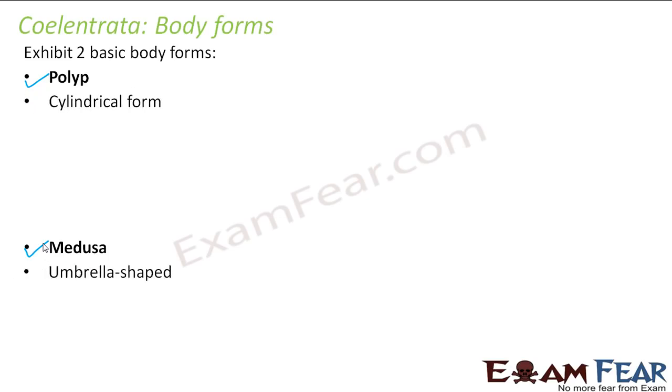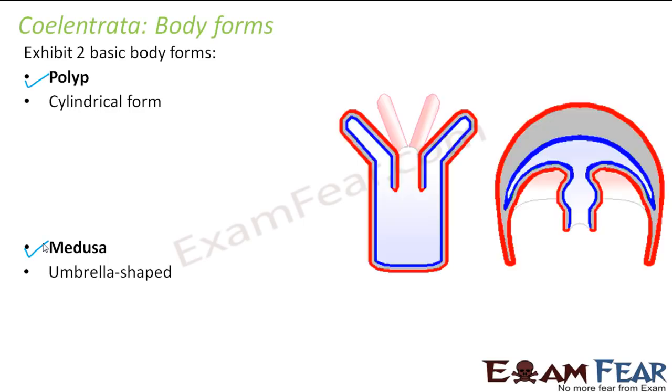They exhibit two basic body forms. What are they? Polyp and medusa. So these are the two body forms which are seen in Coelenterata. Now if you look at their shape, polyp is a form which is cylindrical in shape, whereas medusa is a form which is umbrella shaped. Now looking at this picture, you can understand which is a polyp and which is a medusa.